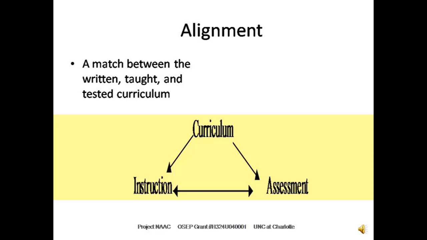Instructional alignment occurs only when there's a match between what's written, for example, lesson plans, curriculum, standards, what is taught, the instruction, and what is tested, the assessment. In order for students to gain well-aligned instruction, educators must follow these guidelines.